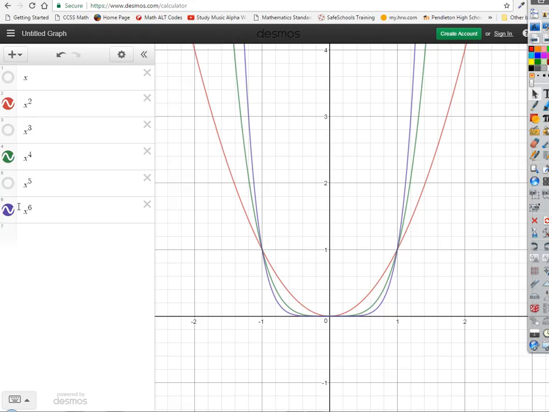And so it's going to cause this green function to be more boxy. It's going to be more squared off at the bottom, but then steeper on the sides. And if I go to x to the 6th, even more so, right? What do you think is going to happen?